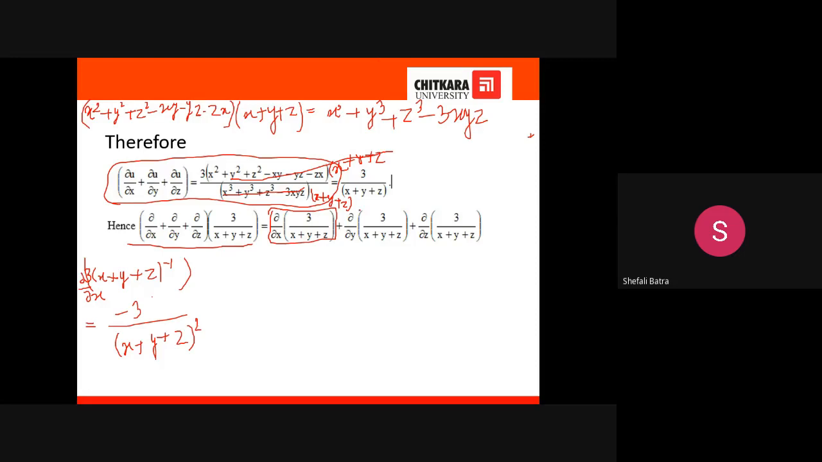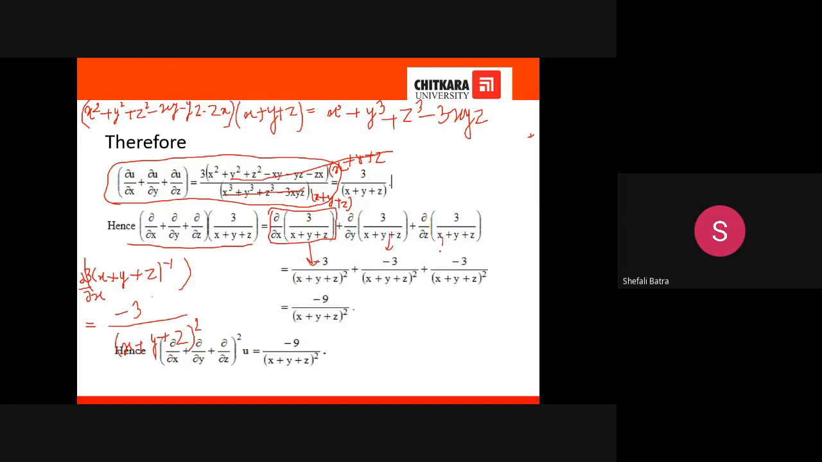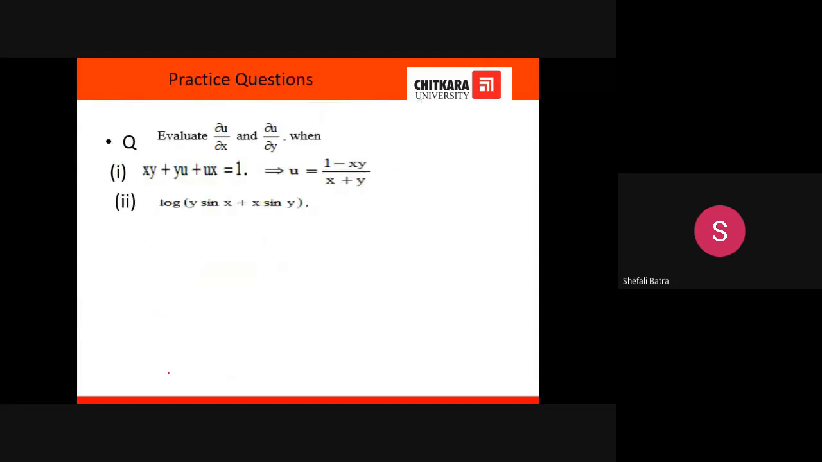Similarly for this and similarly for this. So you will be writing minus 3 upon x plus y plus z whole square for this as well as for this as well as for this. So minus 3, minus 3, minus 3, denominator is same. So we'll be writing minus 9 upon x plus y plus z ka square. So hence this is equal to minus 9 upon x plus y plus z ka whole square. Is it clear? Any doubt at any step, then you can ask. Clear? Okay. Now come to the next.